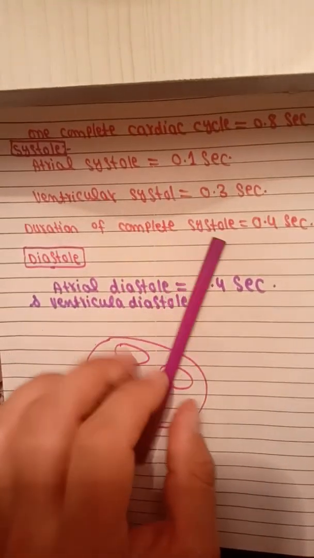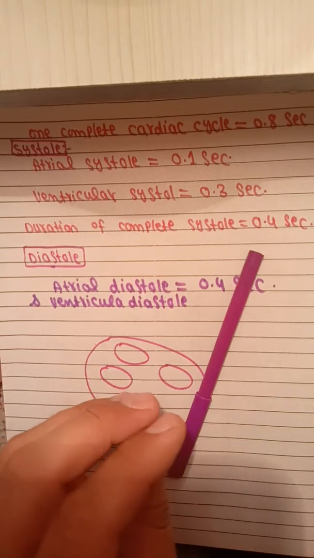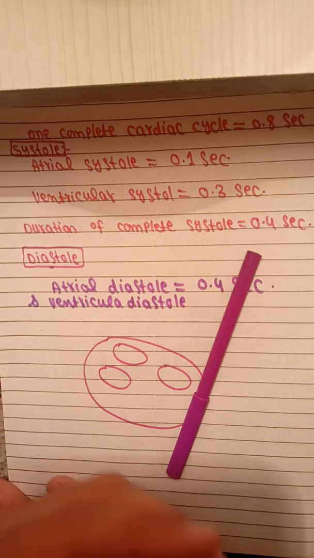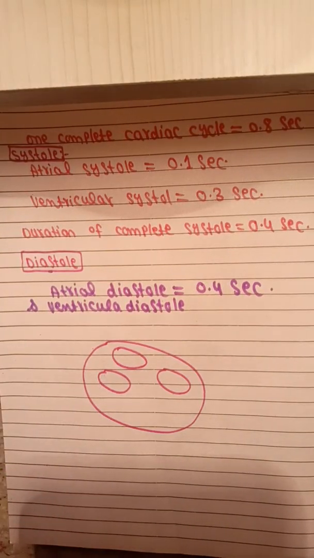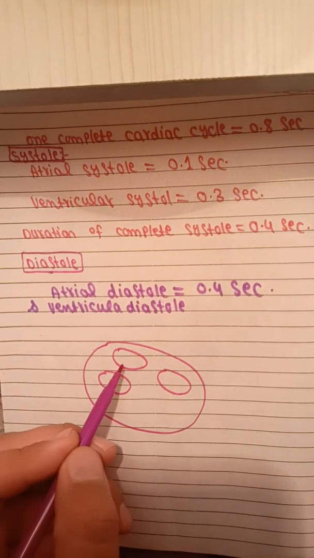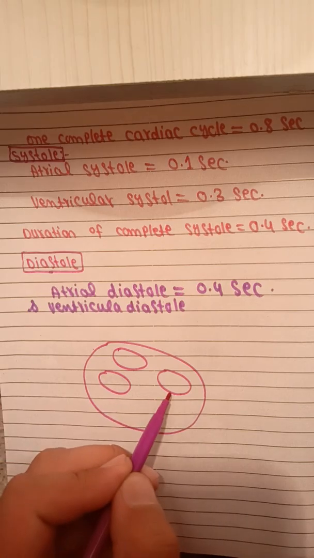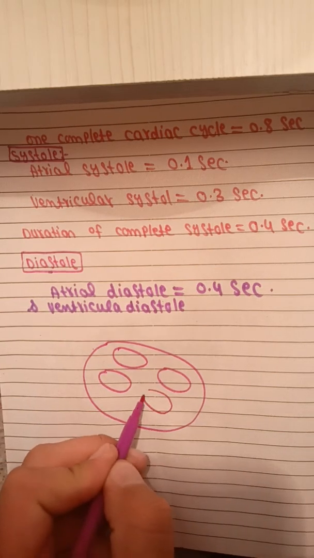We will talk about which part of the heart is active at a specific time and for what duration. This is the heart, a simple structure. This is the left atrium, this is the right atrium, this is the left ventricle, this is the right ventricle.